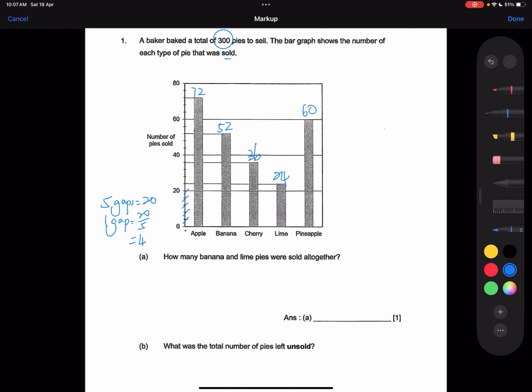Alright, how many banana and lime pies were sold all together? Banana is 52. Lime is 24. Total 76. 76 pies.